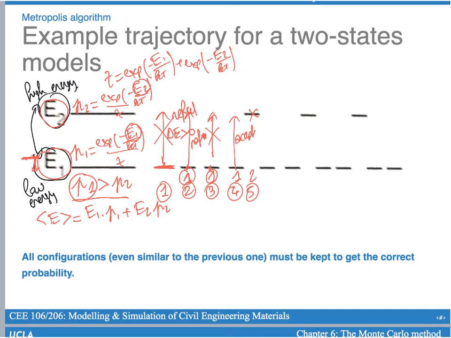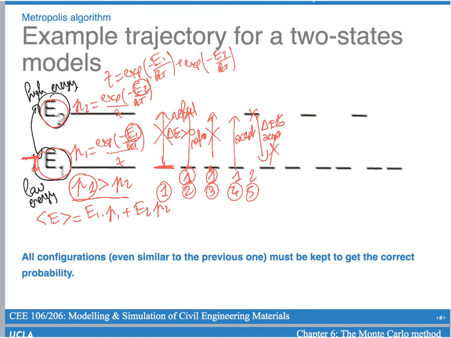Now you are in state number 2, and you need to do a move. The only move that you can do is to go back to 1. When you do this, the difference of energy is negative, so you will necessarily accept. You have no choice but to accept. Whenever you are in 2, you will always accept to go back to 1, because this is what decreases the energy. So then you try again.